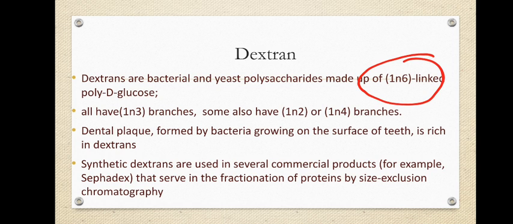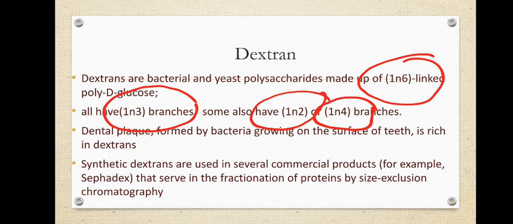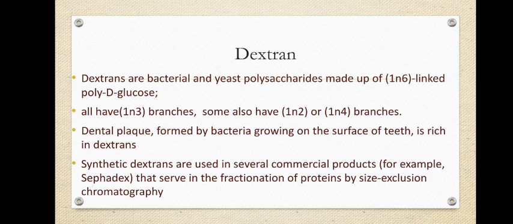Not only that, they'll also have 1,3 branches and sometimes 1,4 branches and 1,2 branches also. So a varied number of branchings is seen in the case of dextran. In glycogen and starch, it was alpha 1,4 and alpha 1,6, but here it is 1,6 linkage, 1,3 linkage, 1,2 linkage, and 1,4 branches are also found in dextran.